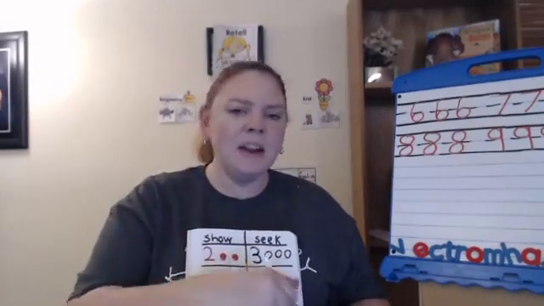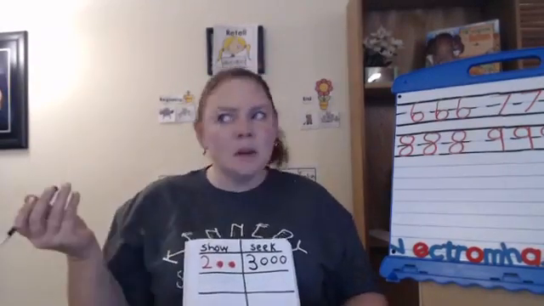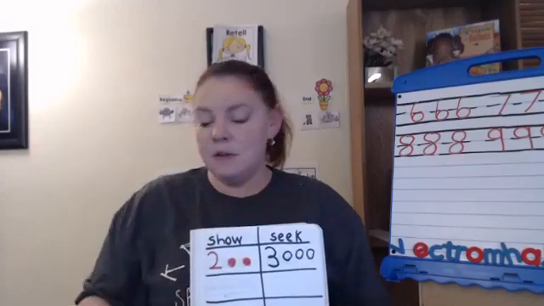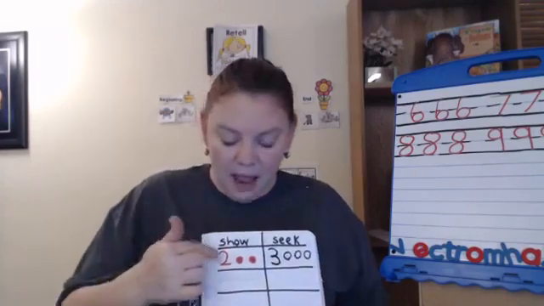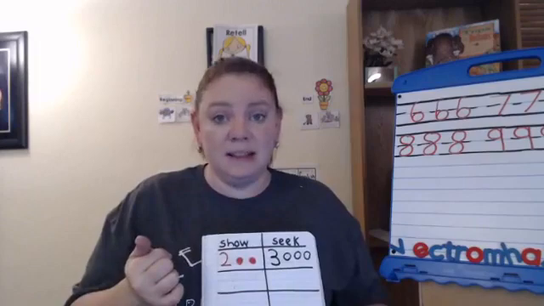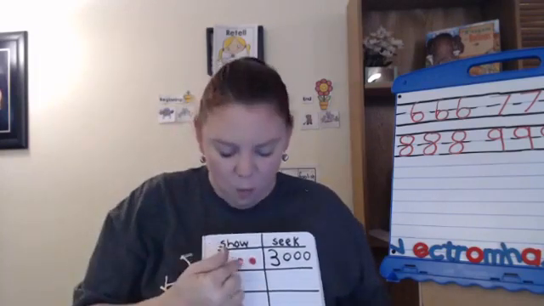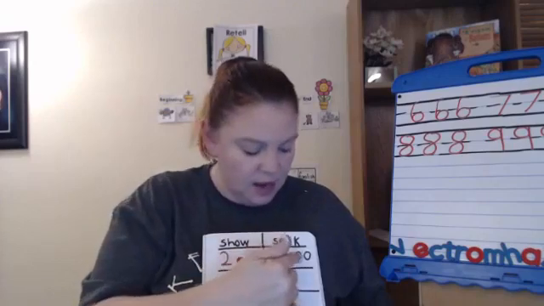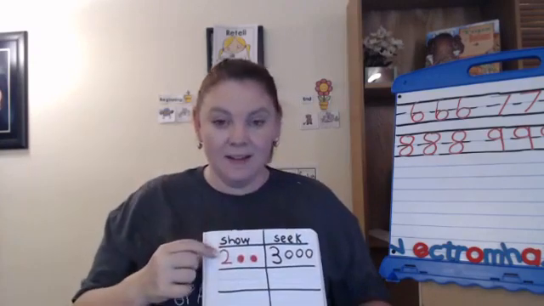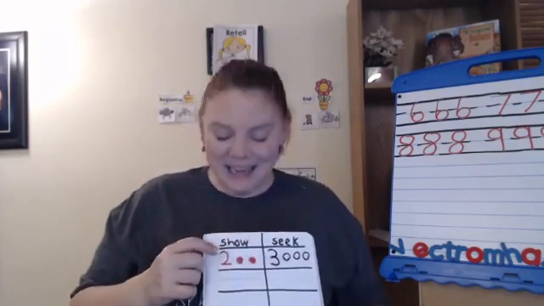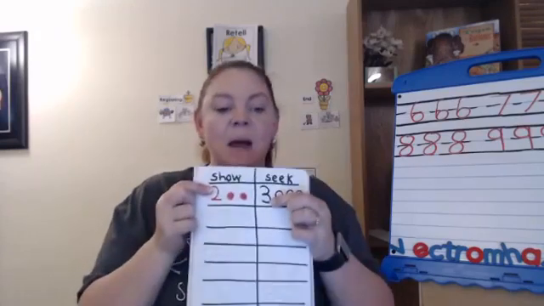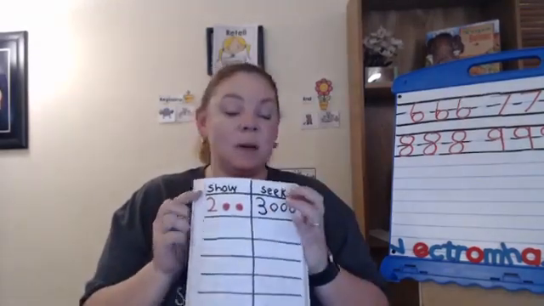Now, how do I check if I'm right, Miss Thompson? I don't know if I'm right. This is how you know. I'm going to count all my dots. If it makes 5, I'm right. 1, 2, 3, 4, 5. Did I make 5? I did. So 2 and 3 make 5. That's one of my show and seeks.